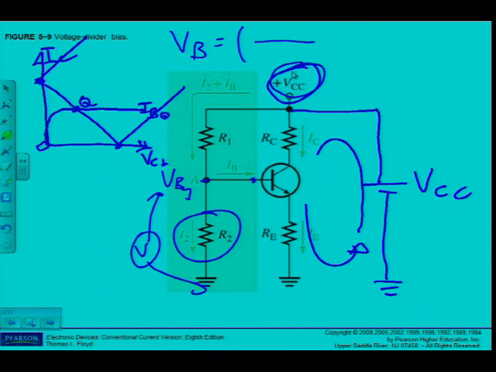Alright, so voltage divider formula says if I want the voltage over R2, then R2 is on top over the total resistance, which is R1 plus R2. That's going to give me my ratio, and then multiplied with the supply voltage, which is VCC. Okay, that determines my VB. Those formulas you will find on page 223 at the bottom of the page. This is equation 5.1.